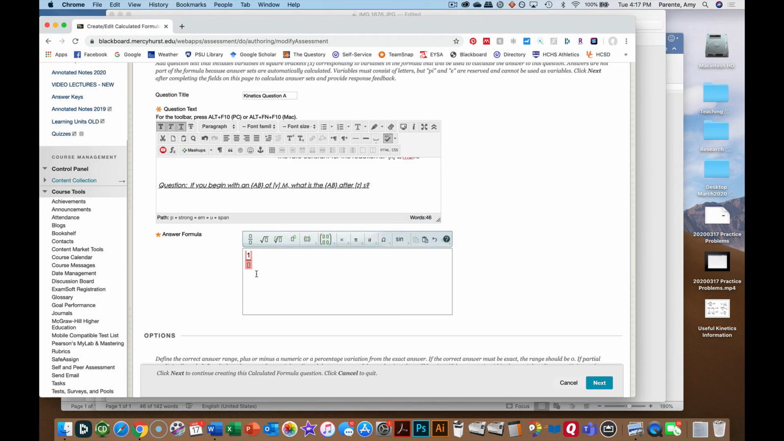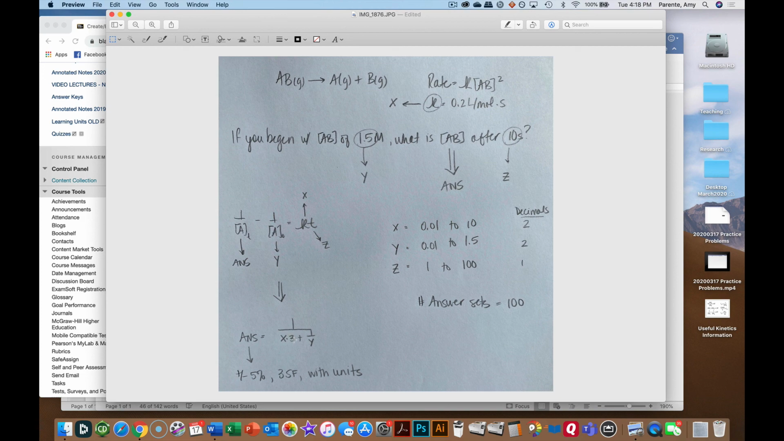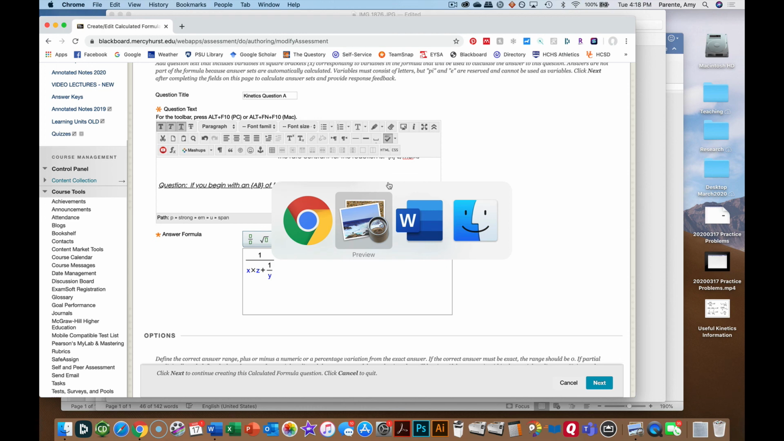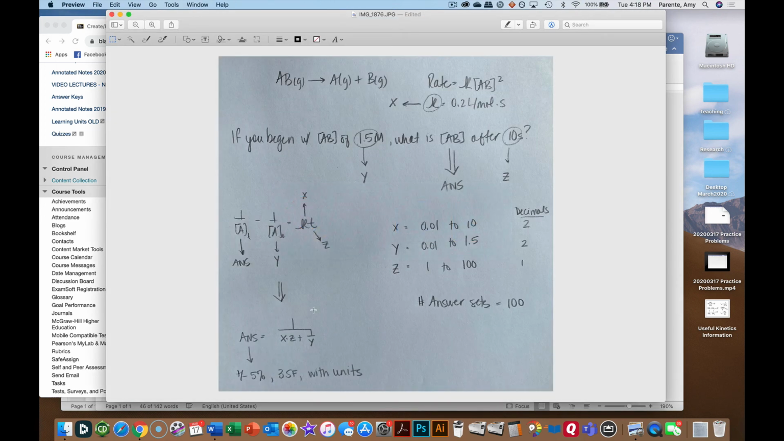So I'm going to come down here and I'm going to say x times z. And it might be hard to see here, but these letters showed up blue, and that's reminding me that those are variables. Okay, so it's going to be x times z plus 1 over y. So plus, and now I have to put another fraction in here, 1 over y. So now I've told Blackboard how to solve my variable question. So again, that's what I have here.